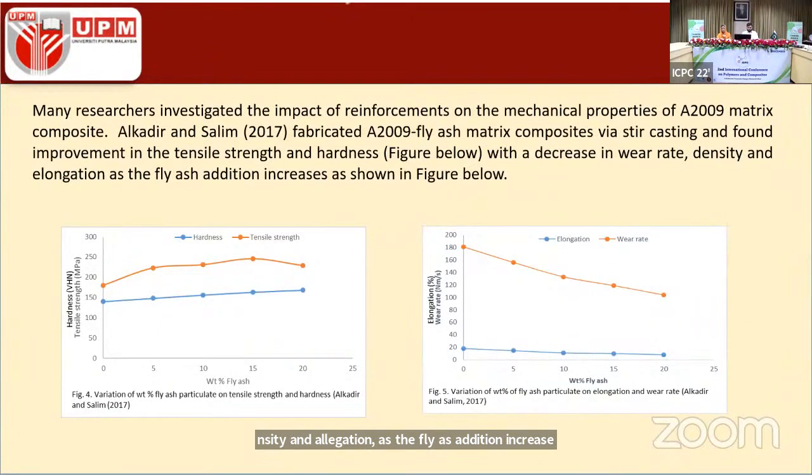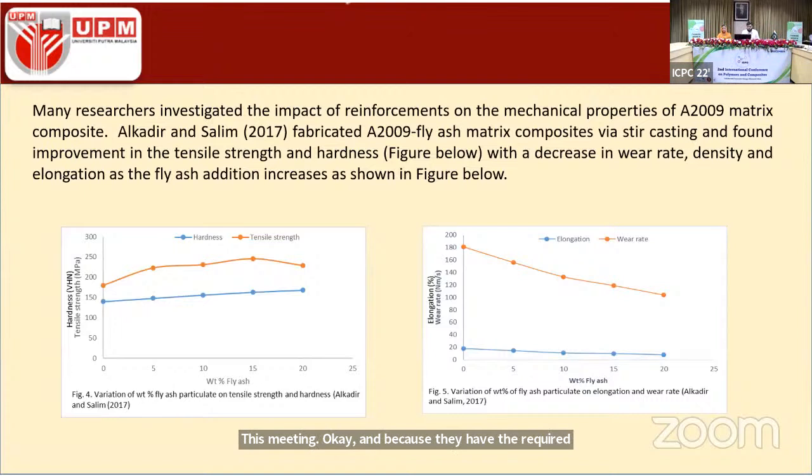You can see on the left hand side, figure 4 is the variation of weight percentage of fly ash particulate on tensile strength and hardness. The blue line is the hardness, and the tensile strength is the top one. So I think this material is okay. These materials are okay because they have the required quality to qualify for certain applications.